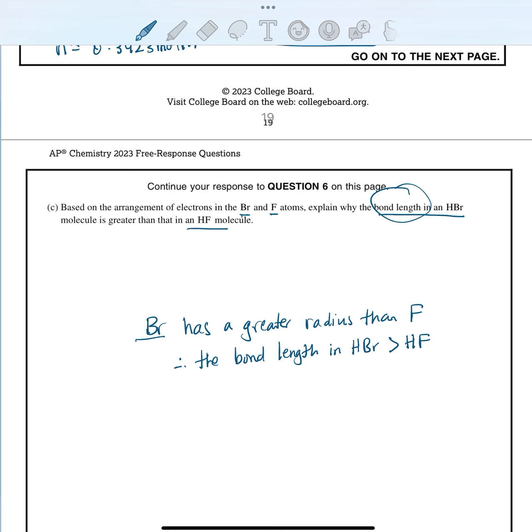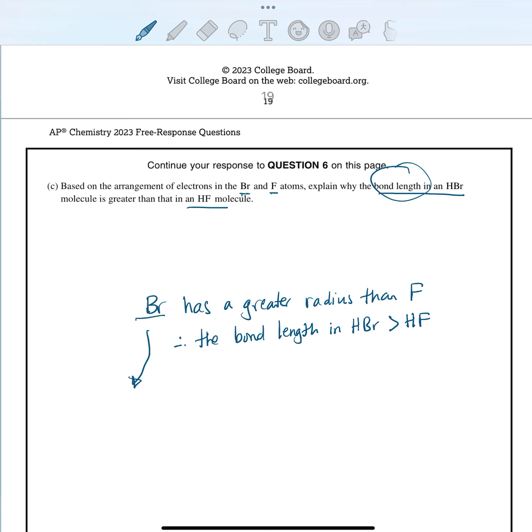Now, if you want to get into more detail to support your answer, you can explain why bromine has a greater radius. It has a greater radius because we have more electron orbitals in bromine. If you do your quantum electron configuration, you can see that bromine goes up to n equals 4, in terms of 4 principal energy levels away from the nucleus, whereas fluorine only has 2 energy levels. It's n equals 2. So you can include that in your answer as well for that additional detail.